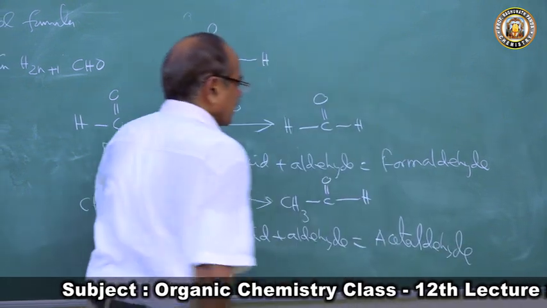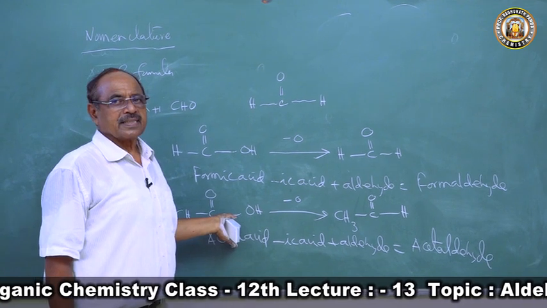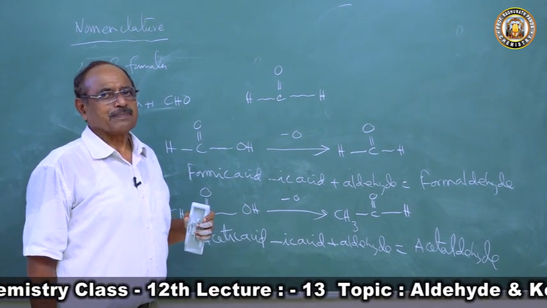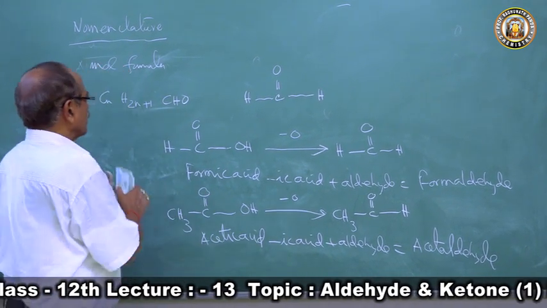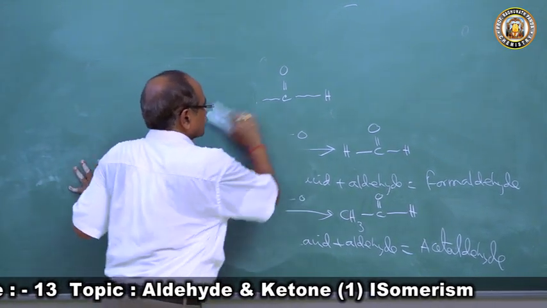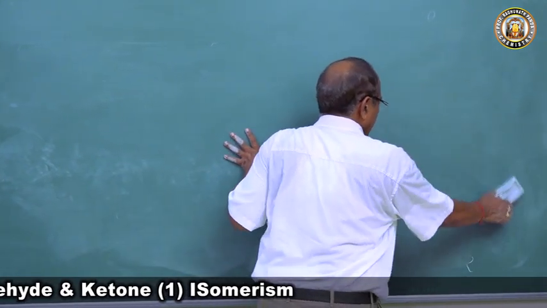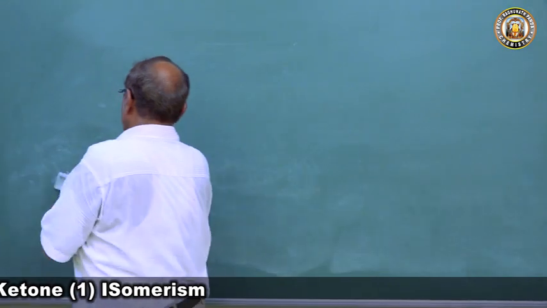It is called acetaldehyde. Acetaldehyde is a reduced product of acetic acid, hence it is called acetaldehyde. So this is the way of the common names. Now we'll come to the nomenclature of the ketones, how the ketones are named. The ketones are named in the same way, with a common name and an IUPAC name.